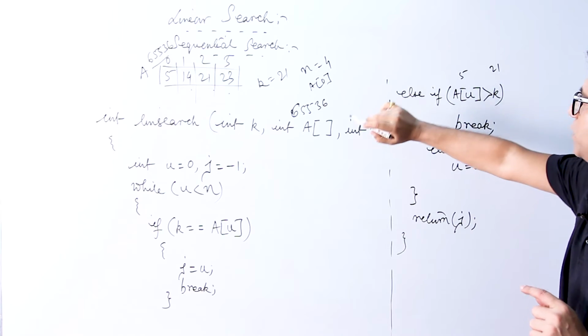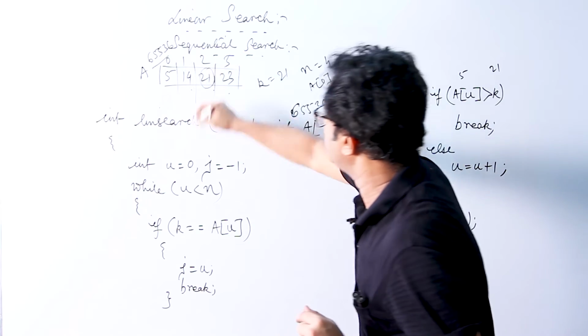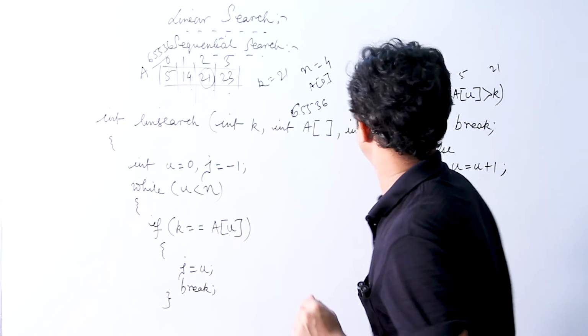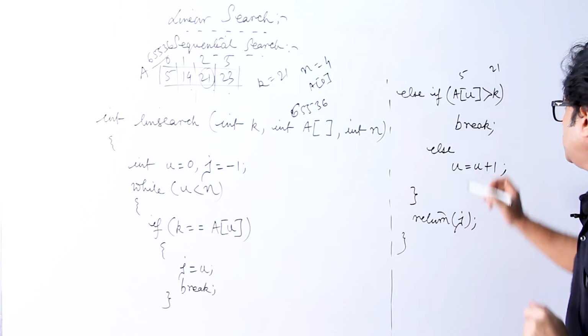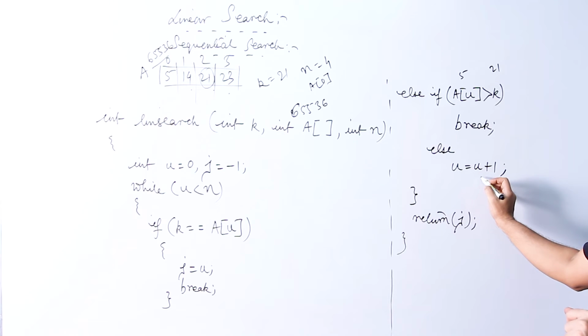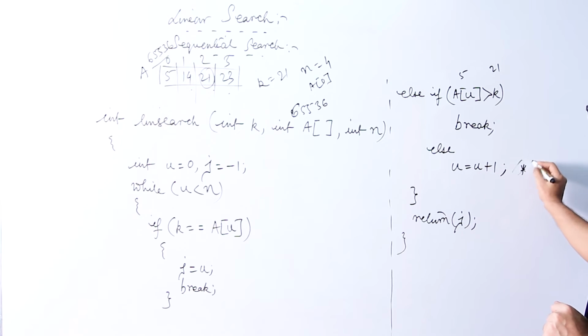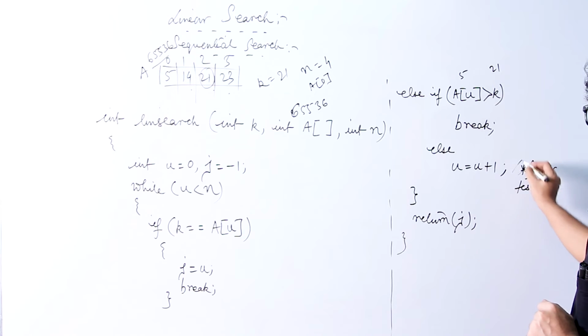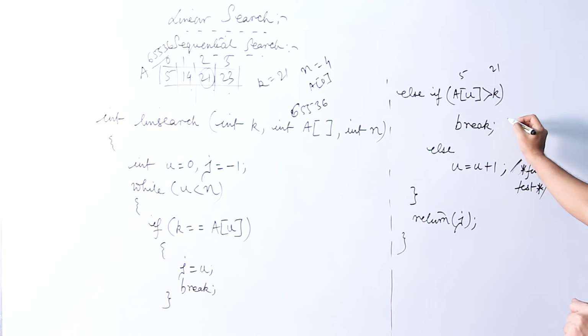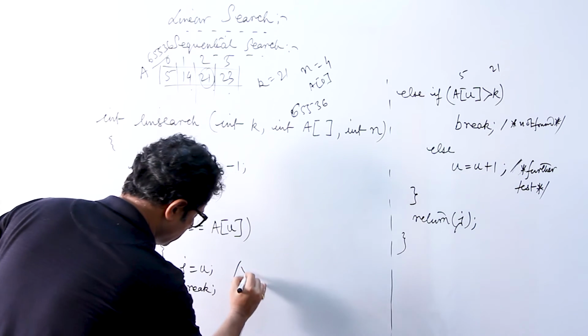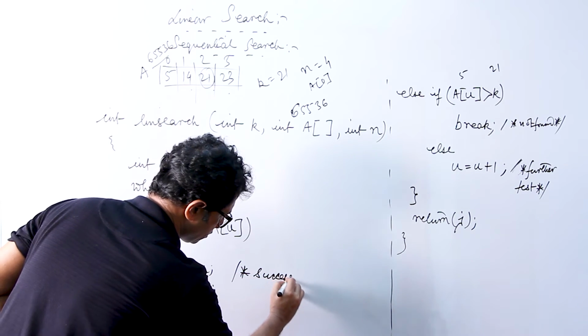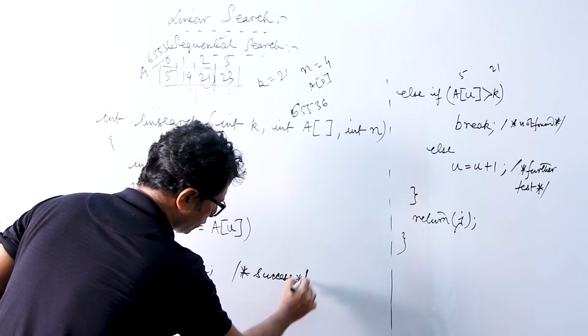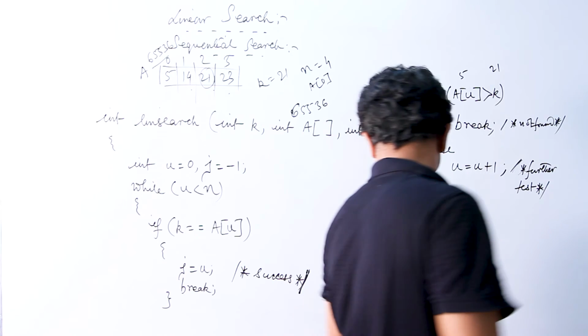So, our case is not like that because you can easily see that k is there and we should find it at index position 2. So, this is not the case with our example. We come to this else block, u is equal to u plus 1. This is for the further test. I am writing this comment so that you can understand in the future: this is further test, this is not found, and this is definitely the success part or found part.